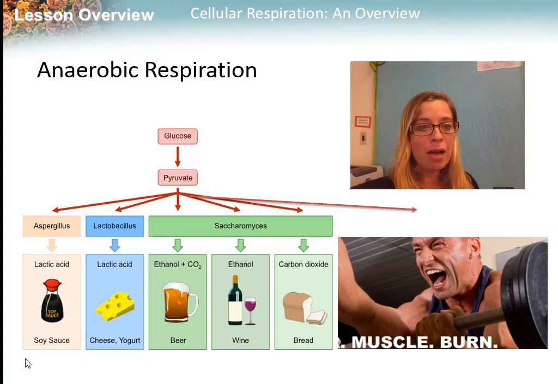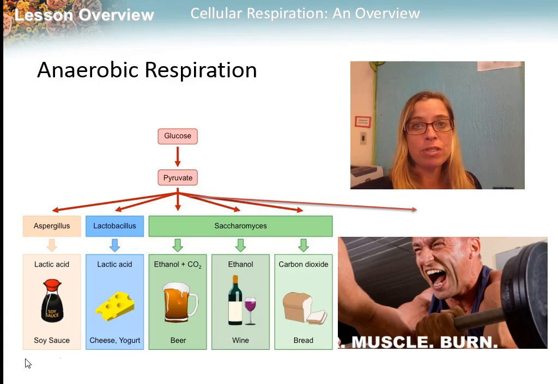So in some bacteria, they could use it to ferment, for instance, soy, to make soy sauce. Lactobacillus ferments lactose to make cheese and cheese curds. A lot of different yeasts and bacteria will use it to make alcohol in the fermentation process. Yeast ferments sugar to make bread or help bread rise.